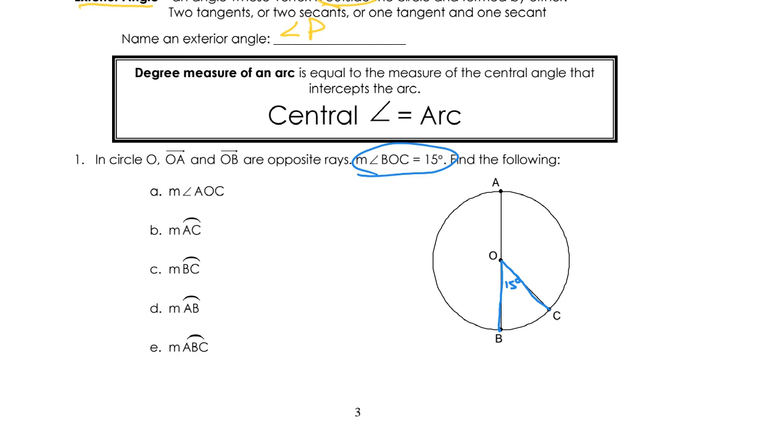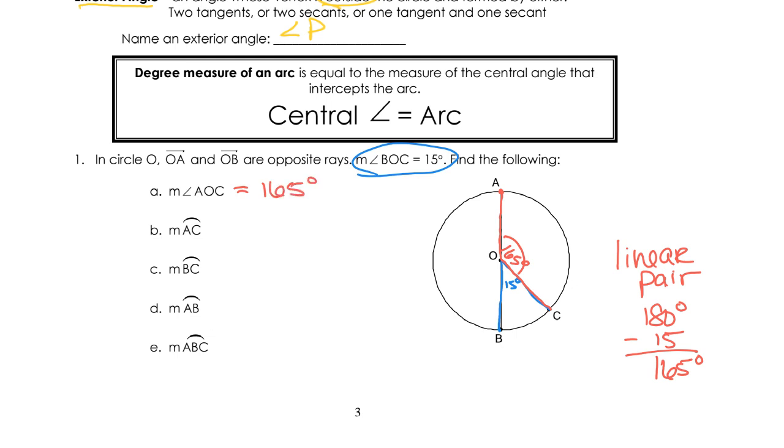So if I trace over angle A to O to C, this angle here, you guys can see that they form a linear pair. And if I take 180 degrees and I take away the 15, I'll have the other angle of the pair, which ends up being 165 degrees. So this is 165 degrees inside that angle. Now they want us to find arc AC. Arc AC goes from A to C. Because it's only 2 letters, it goes the short way.